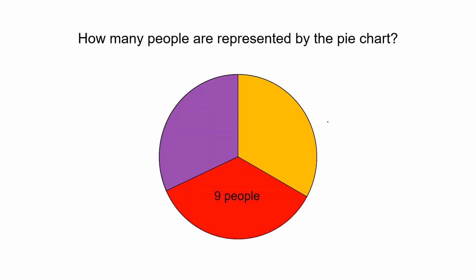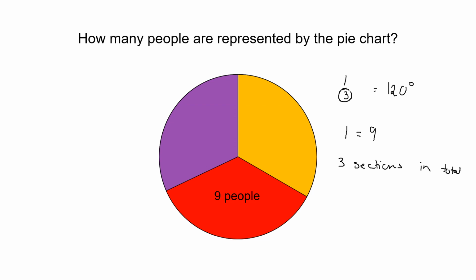Now let's have a look at this one. How many people are represented by the pie chart? So have a look at the pie chart. It's split equally into 3 sections. Remember again from previous examples, 1/3 in degrees is equal in a pie chart to 120 degrees. And it tells us that one of our sections is equal to 9. Because they're equally split into 1/3, that means there's 3 sections in total.